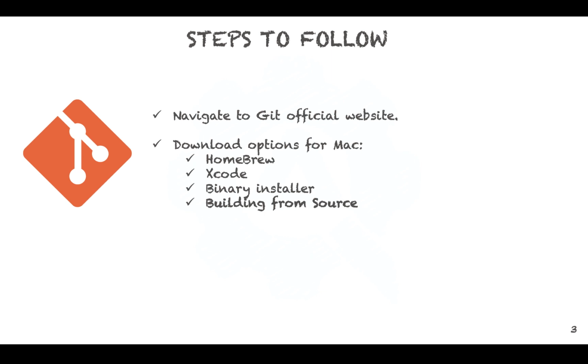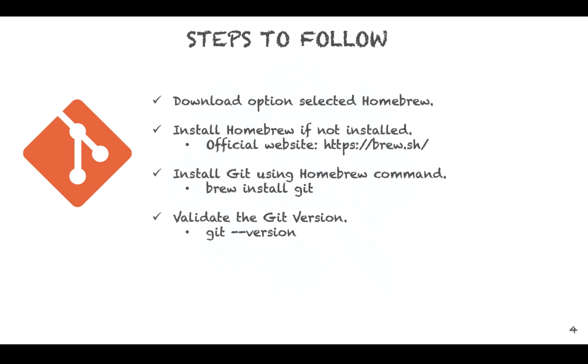navigate to the official website of Git. And then there are four options present for Mac, that is Homebrew, Xcode, binary installer and building from source. In this session we will cover the Homebrew option. So in order to complete the download from Homebrew, we have to select the download option for Homebrew.